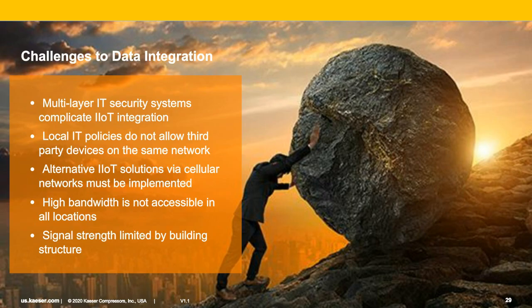Next, we take a look at some of the challenges that we face today. A lot of high-level IT security systems are in place, which, don't get me wrong, is a very good thing, but it could actually be challenging to implement simple IoT solutions within current IT architecture. Another challenge is limited signal strength and upload bandwidth at remote locations while implementing an IoT solution via a cellular network.